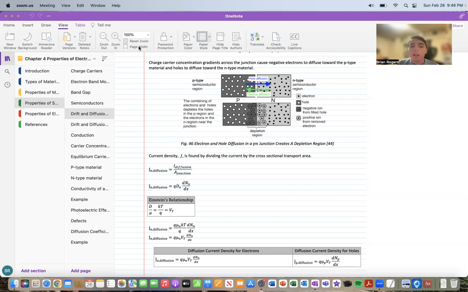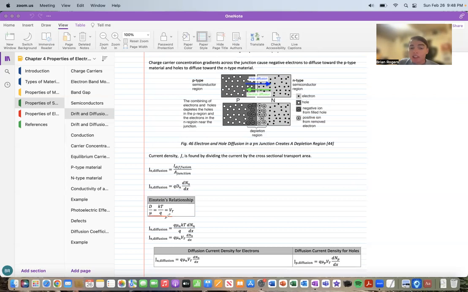And so in order to simplify our calculation and substitute in a few variables, Einstein created a relationship, which basically has a little rhyme to it. D over mu is equal to KT over Q. So I'll repeat that again: D over mu is equal to KT over Q. So it has a little rhyme you can think of. That's how you'll remember it.